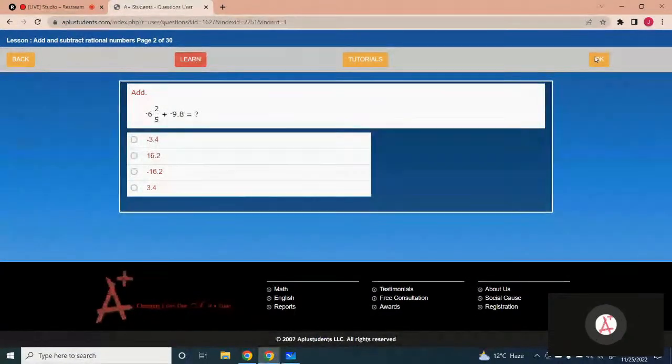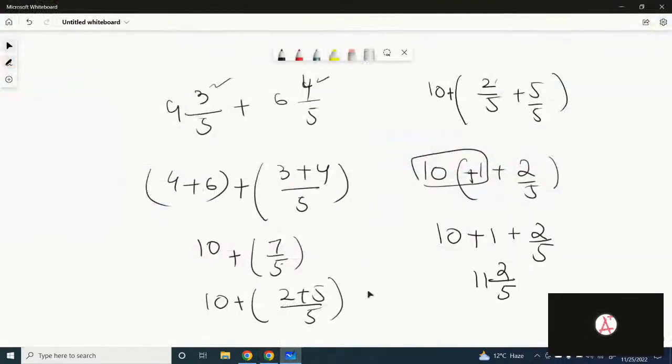Okay, the next is negative 6 whole 2 over 5 plus negative 9.8.